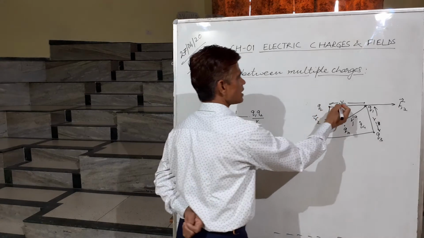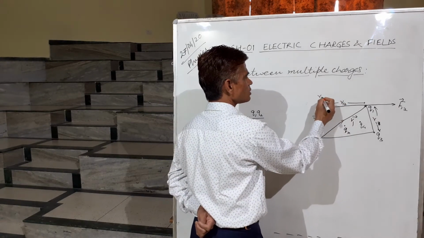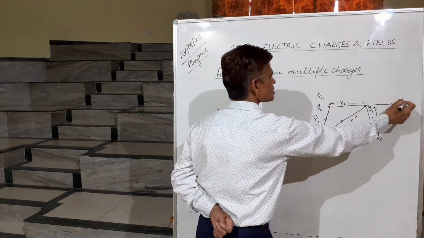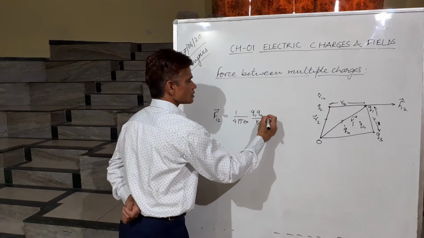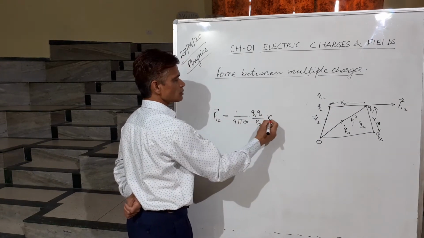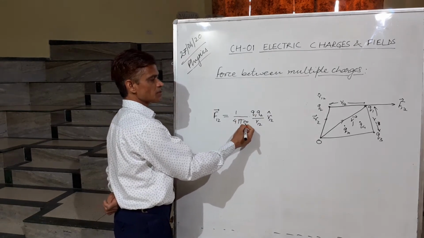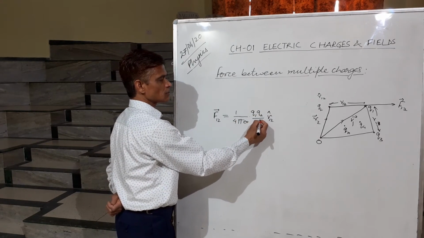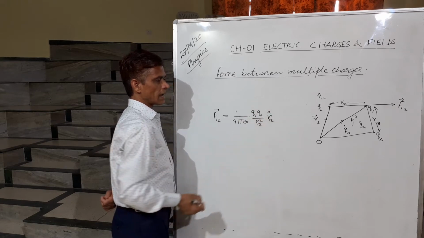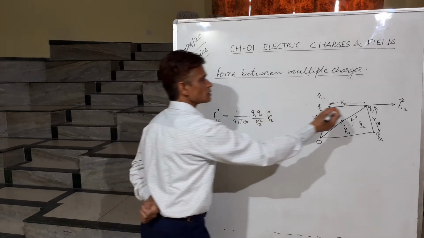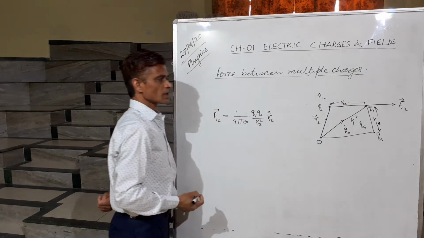Now if we suppose that r12 cap is the unit vector in this direction, then vector F12 can be written as 1 by 4 pi epsilon naught q1 q2 upon r12 square r12 cap. This is the force on charge q1 due to charge q2.